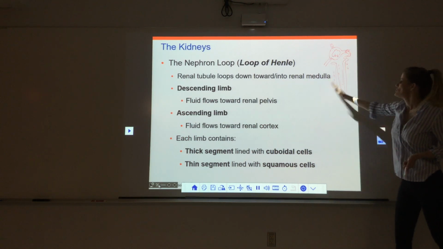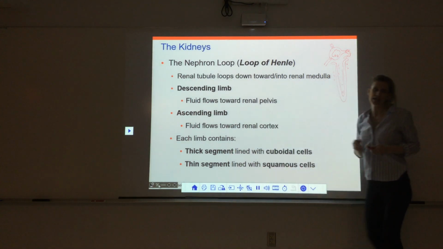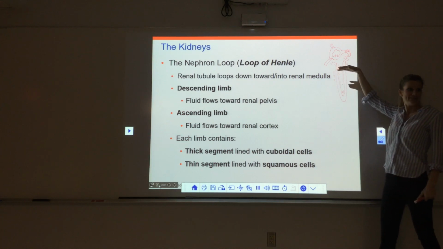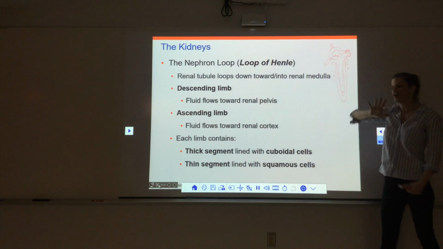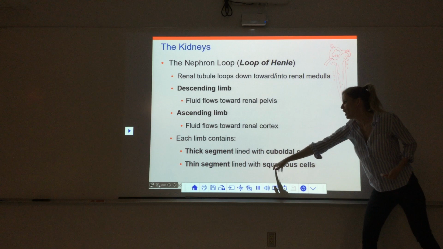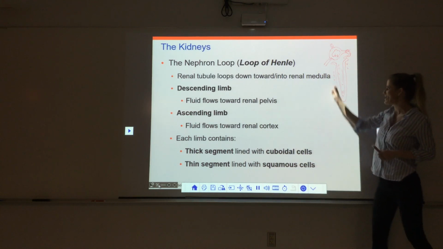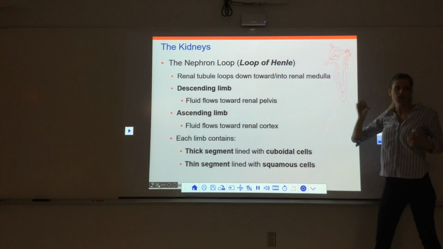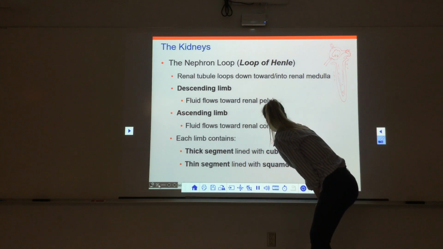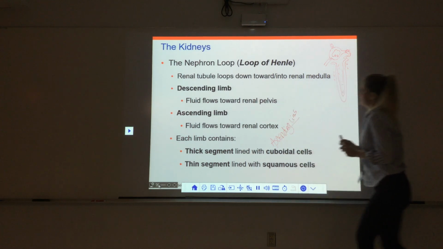When we look at these two segments, we see that there is a thick segment and a thin segment present. Some of the models in class show these really nice and even, and it's not the case whatsoever. Really, the descending limb is almost all thin with squamous cells lining it, and almost the entire ascending limb going up is thick with cuboidal cells lining it. So the thick segment is seen mostly in the ascending limb.